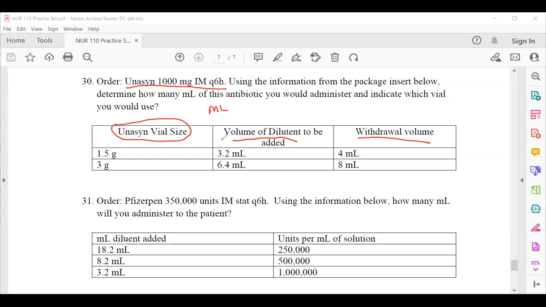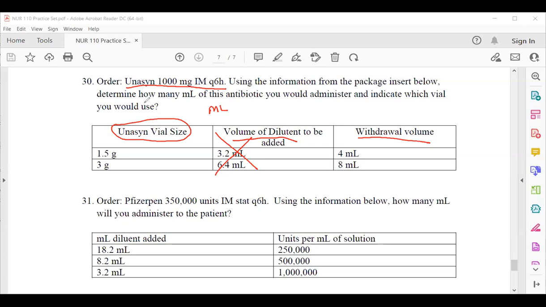The volume of milliliters diluent added just tells the pharmacy how much to add to get to the total volume, so you don't need to worry about that when you are doing your calculations. What you are going to worry about is taking your grams per milliliter and converting milligrams to grams to get to your answer. Let me explain what I mean by that.